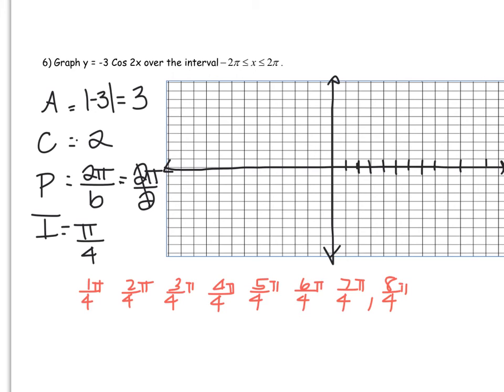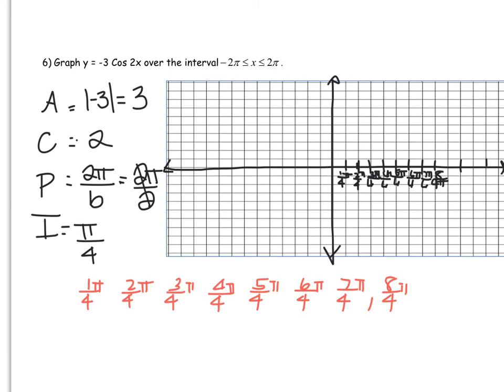So I'll label this as 1/4 pi, 2/4 pi, 3/4 pi, 4/4 pi, 5/4, 6/4, 7/4, and 8/4.